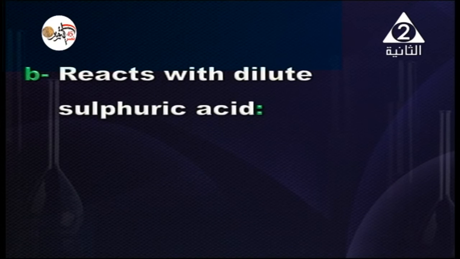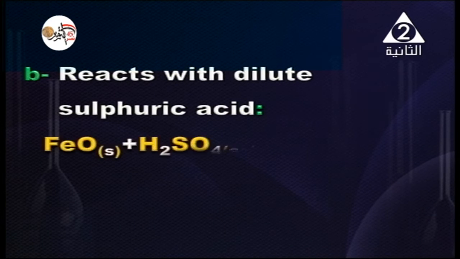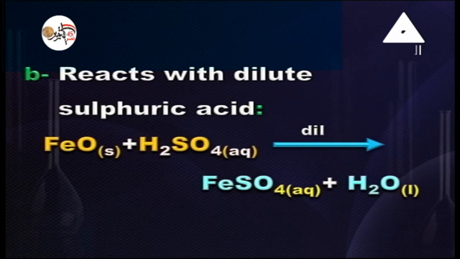So, if we make the reaction between the dilute sulfuric acid and iron 2 oxide, it also gives iron 2 salt, which is iron 2 sulfate, and also releases water.